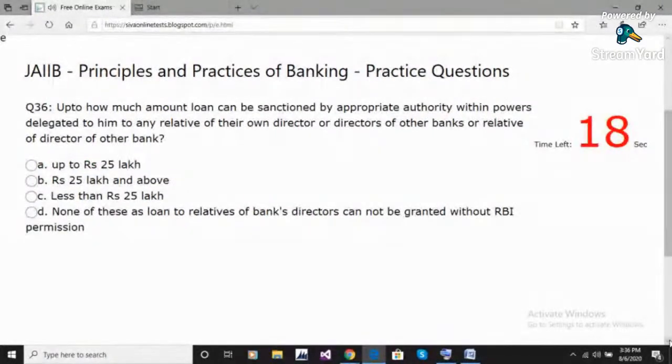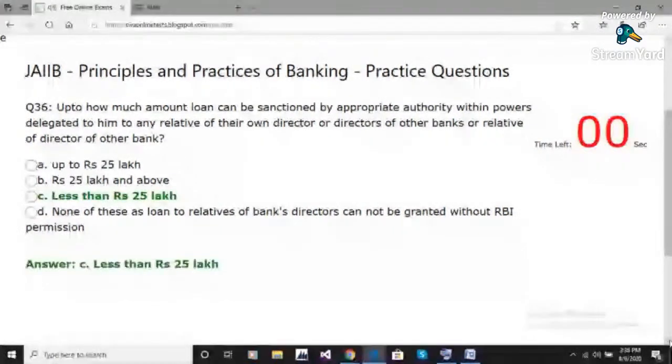Question 36. Up to how much amount loan can be sanctioned by appropriate authority within powers delegated to him to any relative of their own director or directors of other banks or relative of director of other bank? Option A. Up to 25 rupees lakh. Option B. 25 rupees lakh and above. Option C. Less than 25 rupees lakh. Option D. None of these, as loan to relatives of banks' directors cannot be granted without RBI permission. Answer C. Less than 25 rupees lakh.